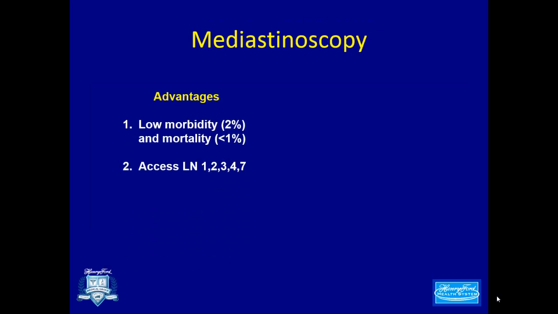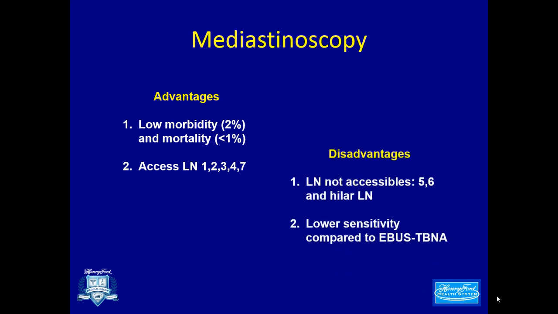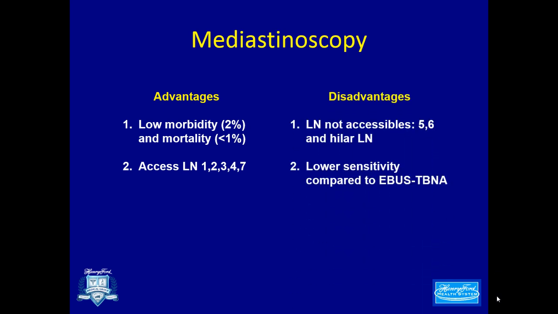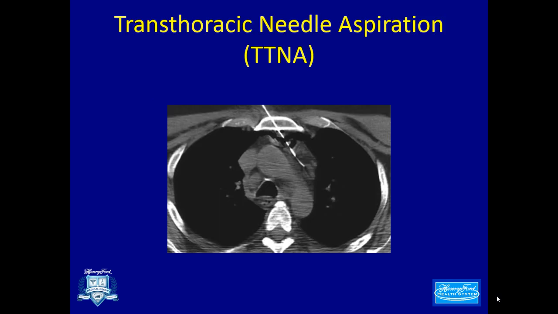So the advantages of mediastinoscopy are that it's a low mortality and morbidity procedure, and the access is fair. You can access lymph nodes 1, 2, 3, 4, and 7. You cannot access lymph nodes 5 and 6 unless you do the Chamberlain procedure, which is a type of mediastinoscopy, an anterior cervical mediastinoscopy. And it also has a lower sensitivity compared to EBUS-TBNA.